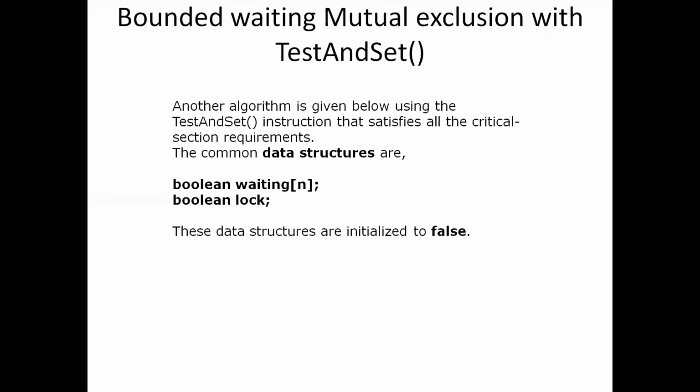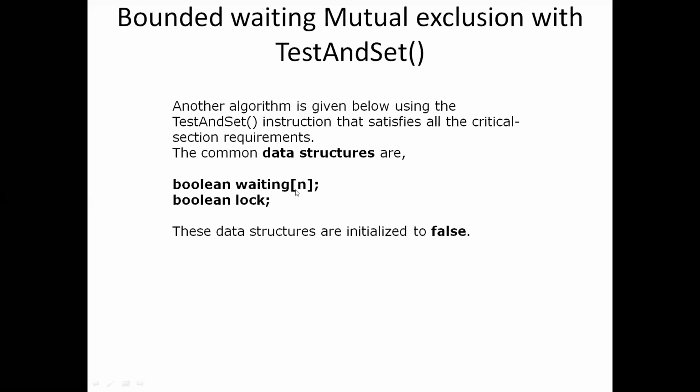And here we have the common data structures, that is a Boolean waiting array and a Boolean lock variable. Here waiting is an array and lock is a variable of type Boolean, which will store true or false values. These are shared variables, and initially these values are initialized with false.